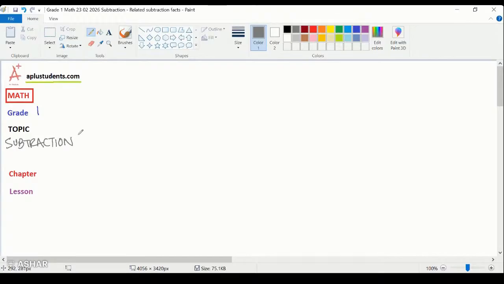I'll give you the chapter number and the lesson number. The chapter number is 5 and the lesson number is 13. The name of the lesson is Related Subtraction Facts.